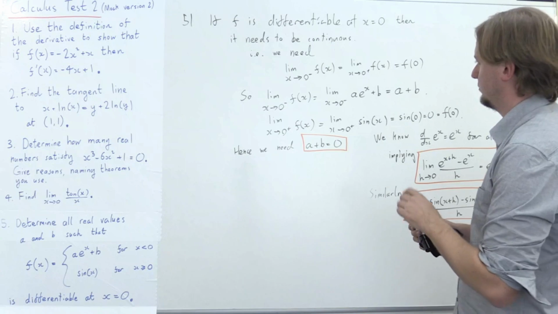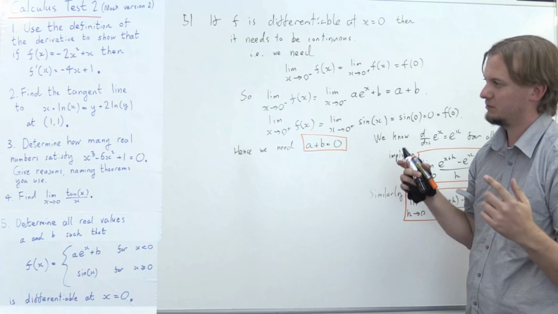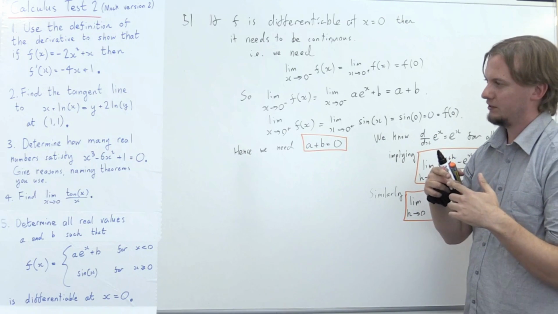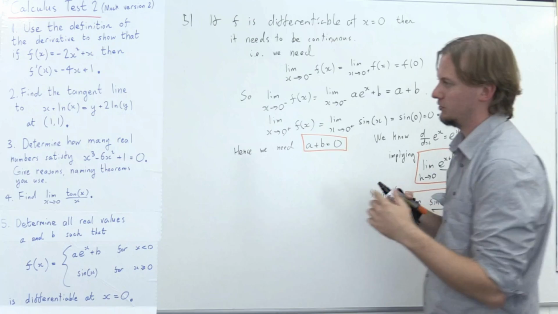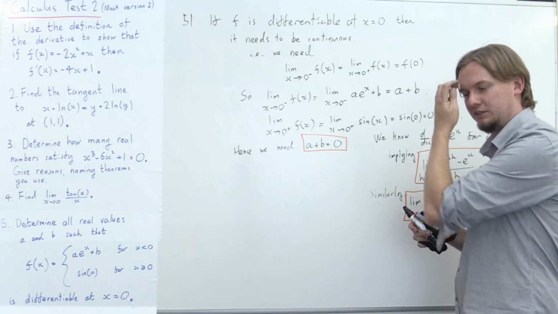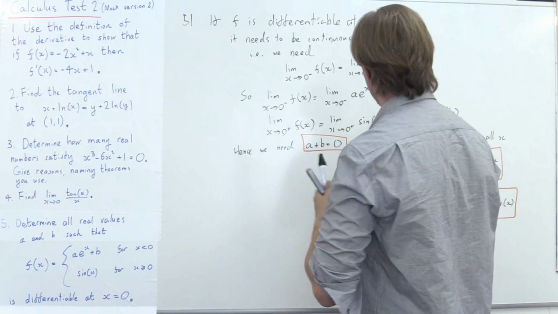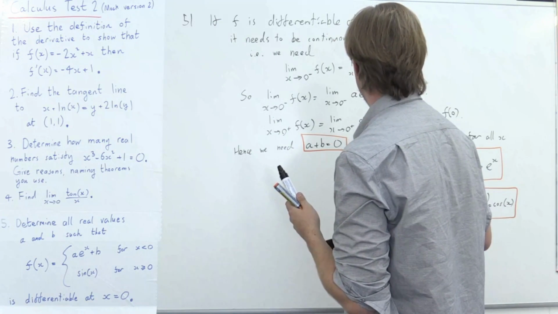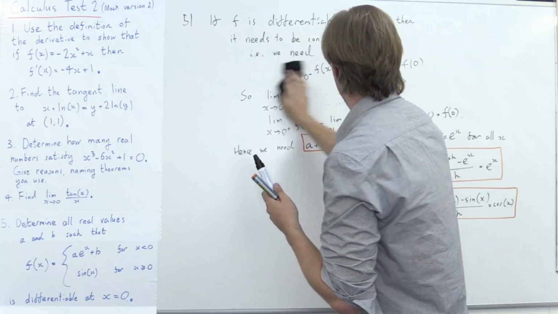Alright, so the first thing we needed was continuity. That gave me a plus b equals 0. The next thing I need is to make sure that the limit as h approaches 0 of f of x plus h minus f of x over h actually exists, which means the left and right hand limits must be equal. So I might just rub that out.